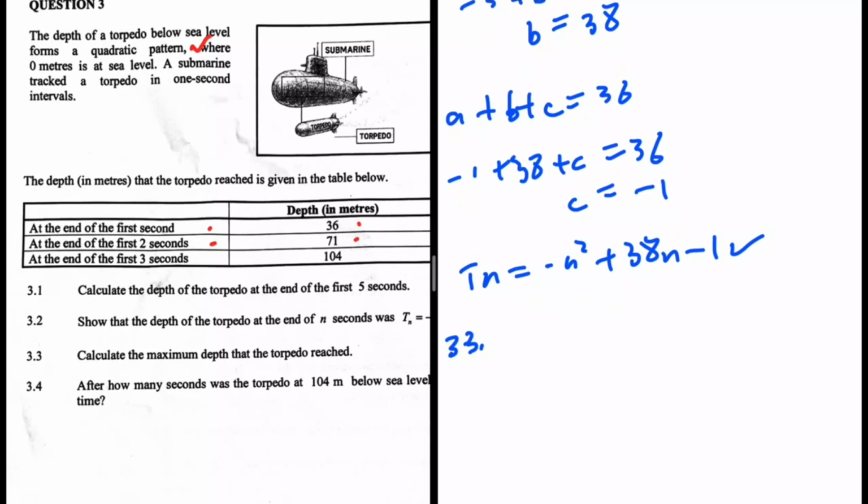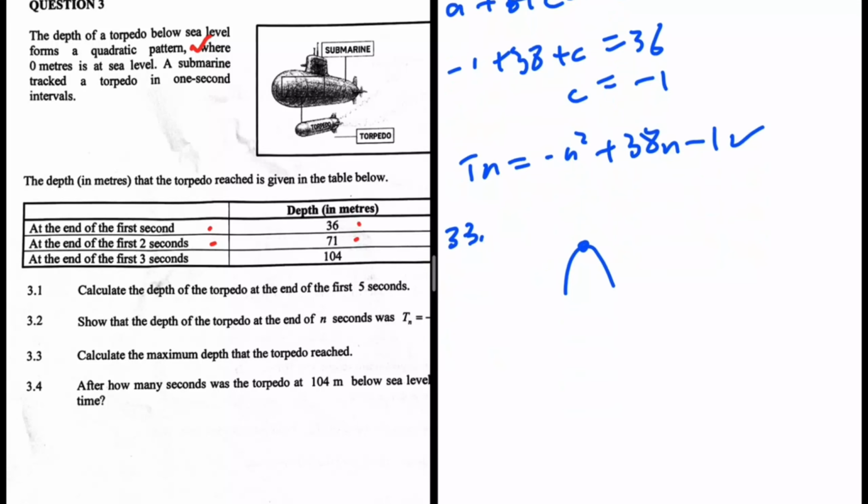3.3, calculate the maximum depth that the object reached. So our quadratic pattern, you can see that it is concave down, right? So the maximum will be at x equals minus b over 2a at the turning point. So n is equal to minus b over 2a. So this will be equal to minus 38 divided by 2 times minus 1, right? So it's just 38 divided by 2 really, which is 19. So n is equal to 19 will be where we have the maximum depth.